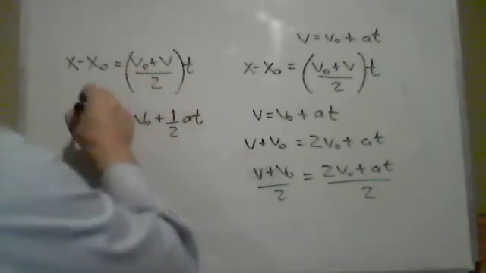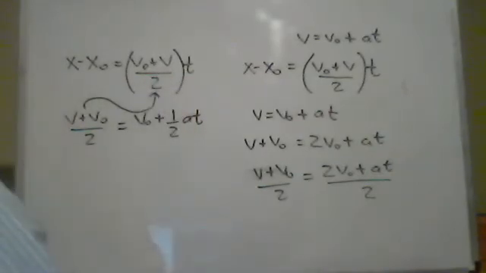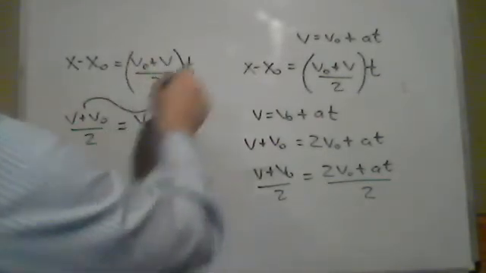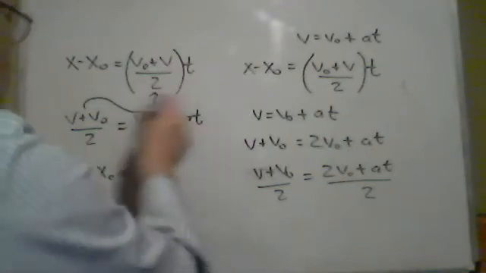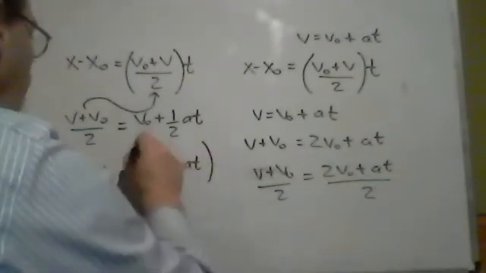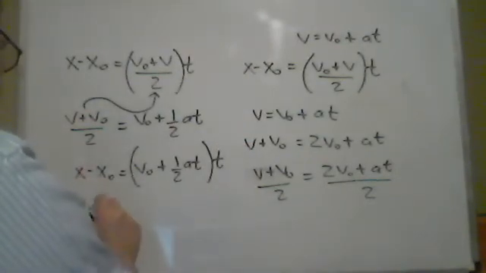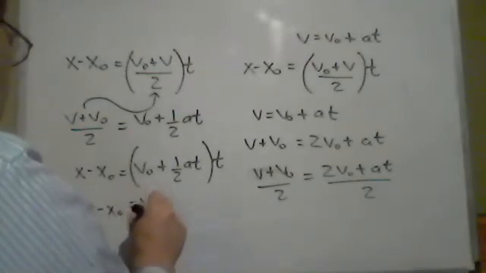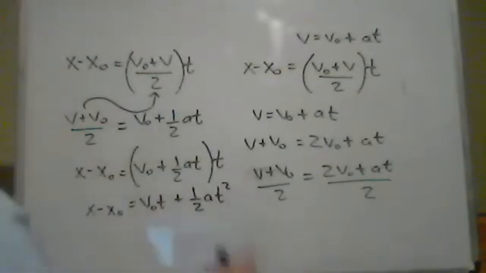But why am I doing that? Because I'm going to make a substitution. I want to essentially get rid of any description of the final velocity. When I do that substitution, instead of writing what's in parentheses, I can write that X minus X naught is, instead of V naught plus V over 2, this instead: V naught plus 1/2 AT, all multiplied by T. Now I can distribute the time, and I can write that X minus X naught is V naught T plus 1/2 AT squared. That is my third of 3 kinematic equations.